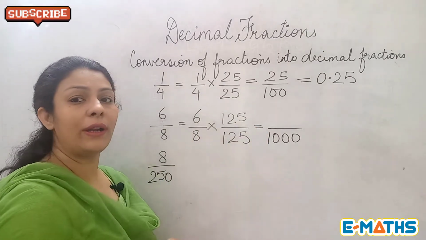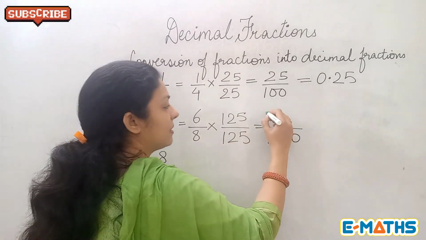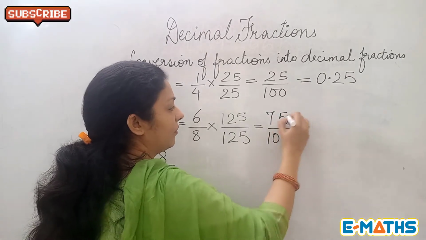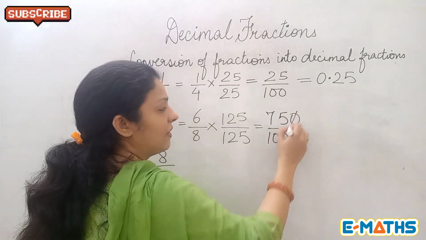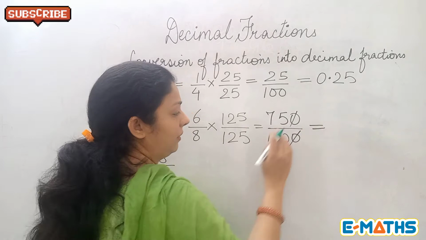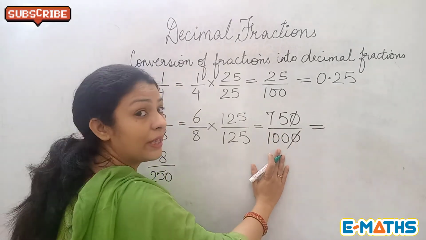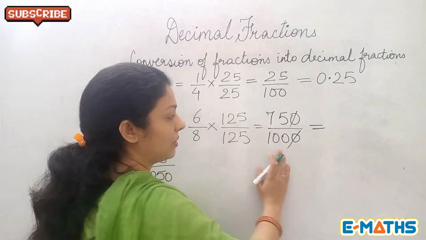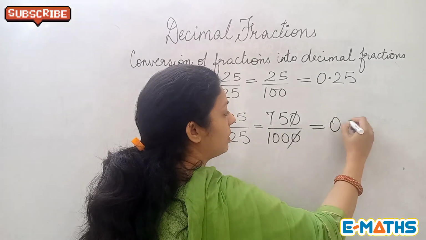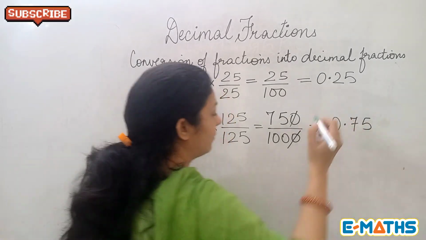Now 6 into 125 is 750. We can cancel 1 zero here. Now again we need to have 2 decimal places because we have 2 zeros here. So our answer is going to be 0.75.